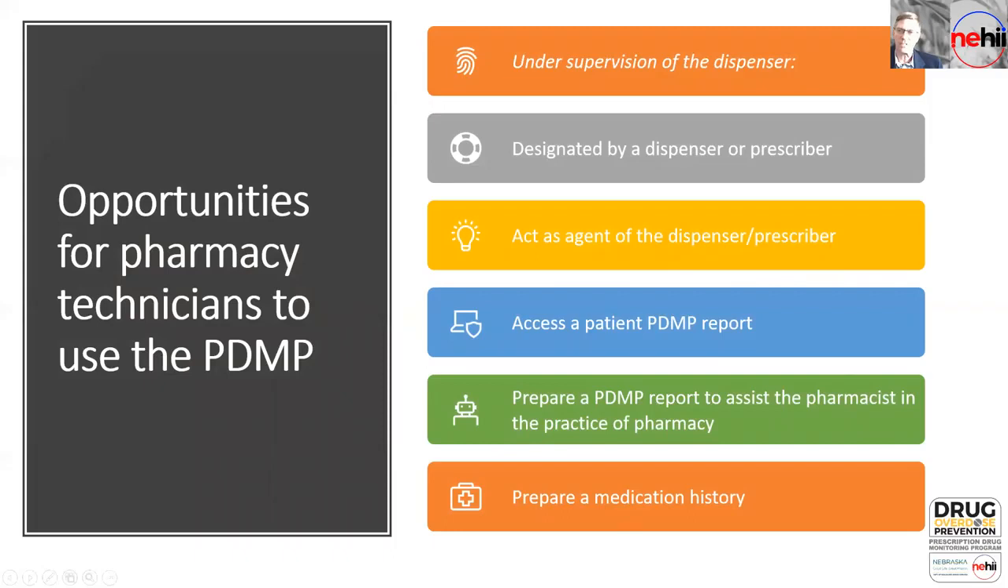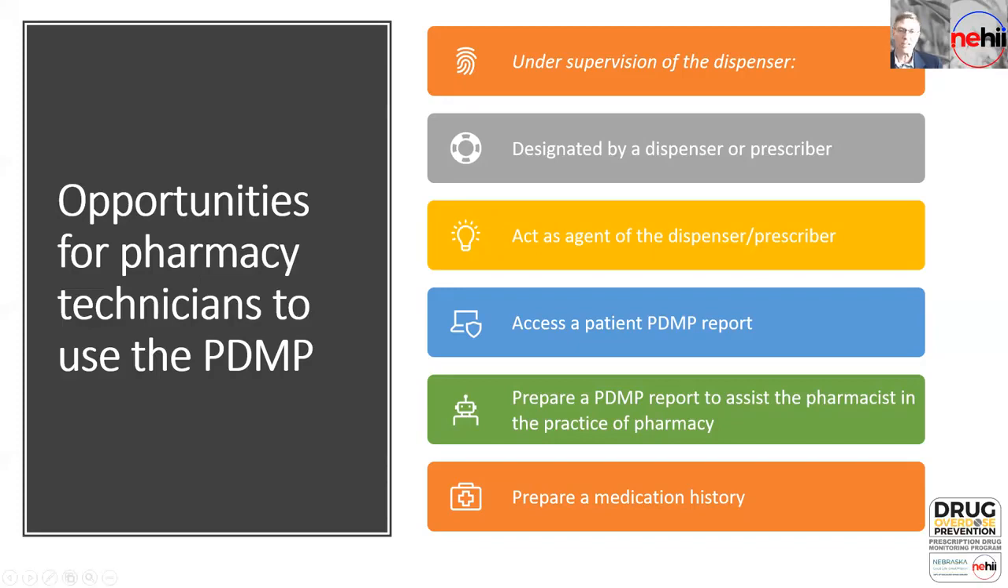What opportunities specifically then are available for pharmacy technicians to use the PDMP? Well, first of all, typically you have to be delegated or authorized and under the supervision of a dispenser, such as a pharmacist or a prescriber. In most of your cases, it'll be a dispenser or a pharmacist. And you're acting as the agent of that dispenser. You're acting as their proxy to be able to look up the information for them. And you can provide that information to those authorized pharmacists.